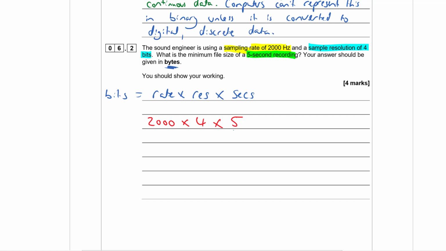Now let's do 4 times 5 first, which is 20. So I'm really doing 2000 times 20. Now 2000 times 2 is 4000 times 10 is 40,000. So this is 40,000 bits, but we've got to put it in bytes. So to get it in bytes, we divide 40,000 by 8, which is going to be 5,000 bytes, which is our final answer for that question.